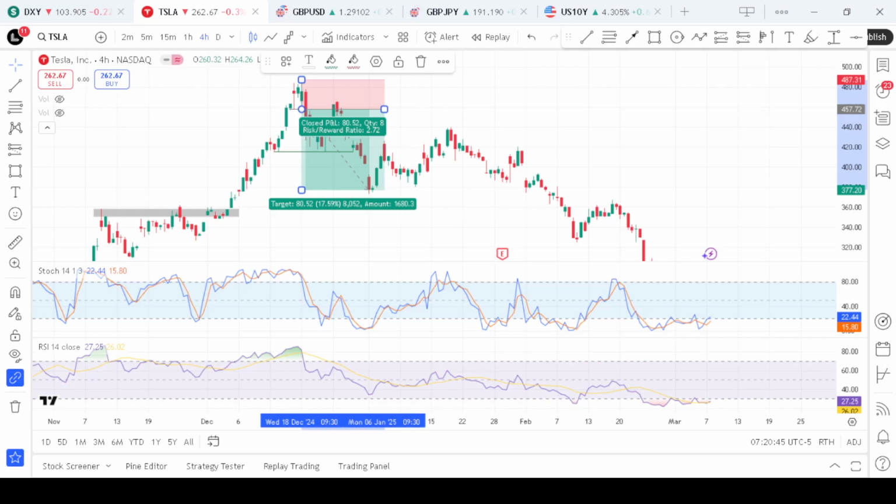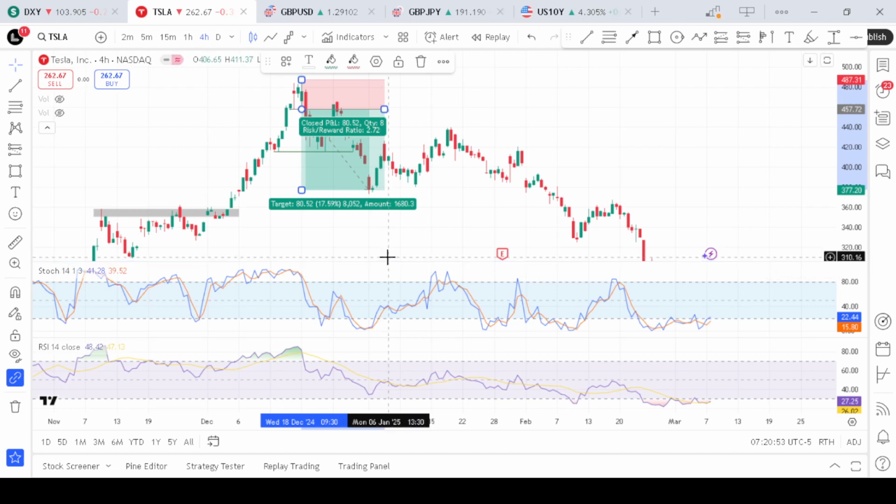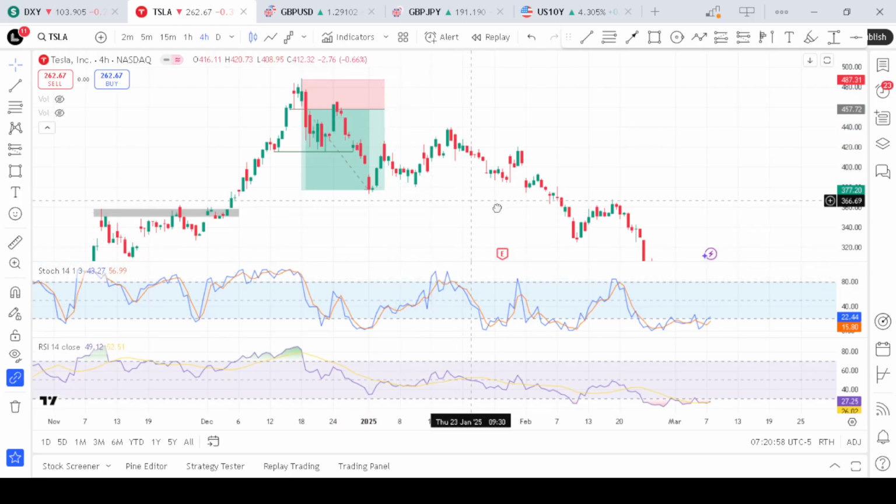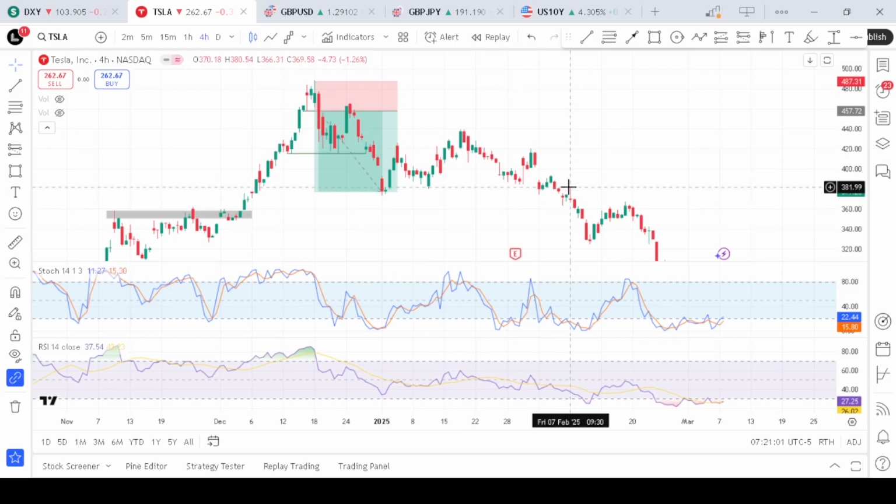One of the most frequent errors is mistiming the market. Selling too early might cause you to miss out on potential gains, while selling too late could result in losses. To avoid this, use technical analysis indicators such as the RSI or the stochastic oscillator to confirm overbought conditions before making your moves.